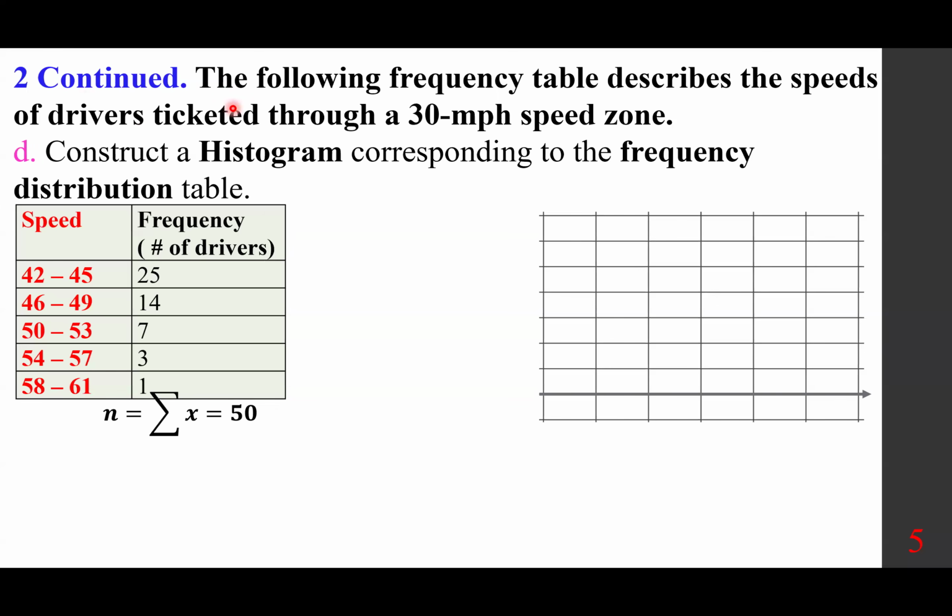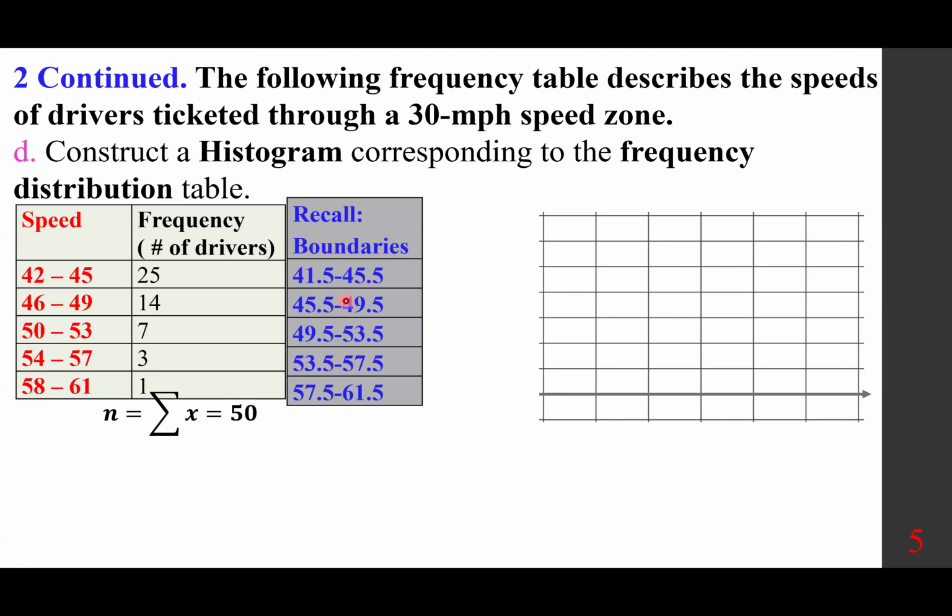We're going to continue with the same question, and we want to construct a histogram corresponding to the frequency distribution table. Histogram, this is the information from the previous page. Over here, you can put the midpoints, you can put the limits, or you can put the boundaries. Normally, we put the boundaries because for the ogive, we need that too. So reminding you, these are the boundaries, and we're going to put them here.